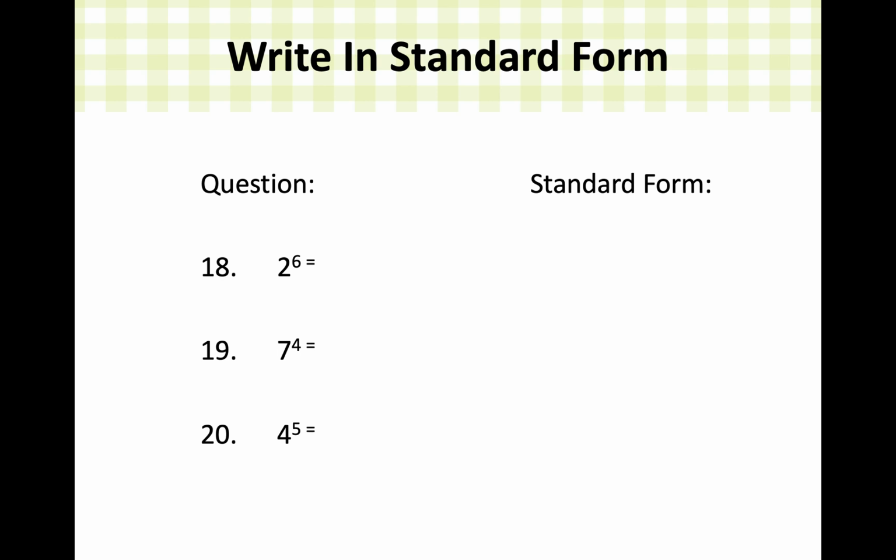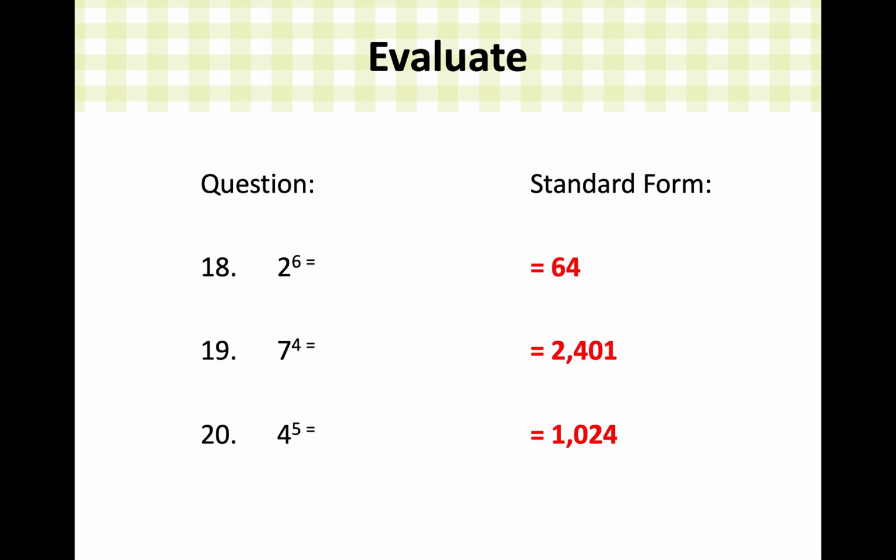All right, standard form is another way of saying evaluate. Evaluate those 3. And those are your last ones, I think. Okay. Are you ready? 2 to the 6th is 64, 7 to the 4th is 2,401, and then 4 to the 5th is 1,024.